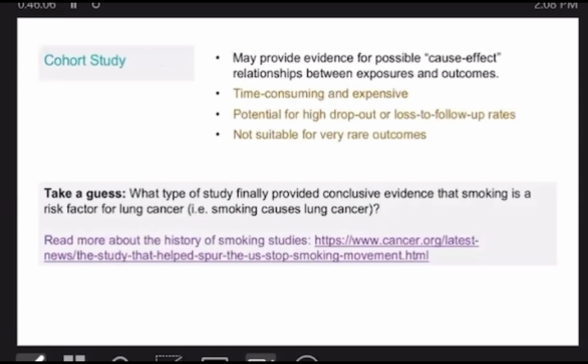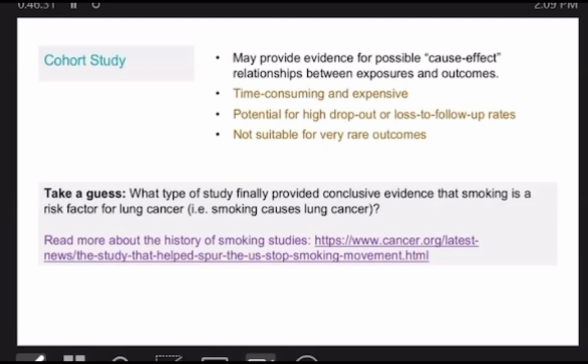Now, a cohort study actually provides evidence for a possible cause and effect relationship between exposures and outcome, but it may be time consuming. Don't forget, in research there's some research where we need to get results on time. Okay, that we can't wait. If we wait, something is going to happen.